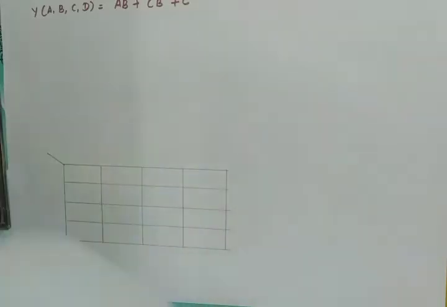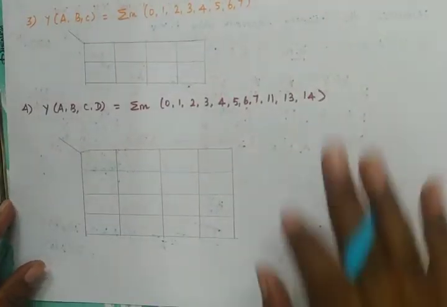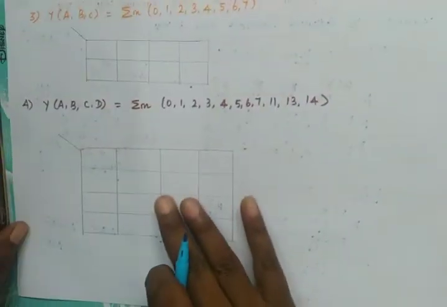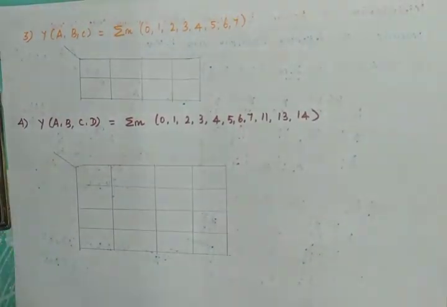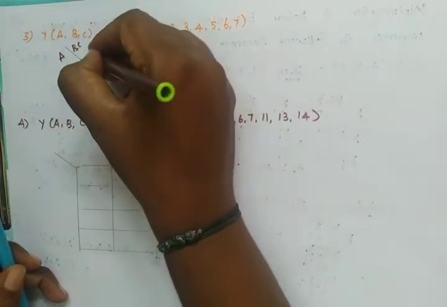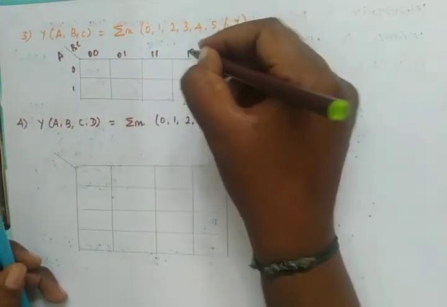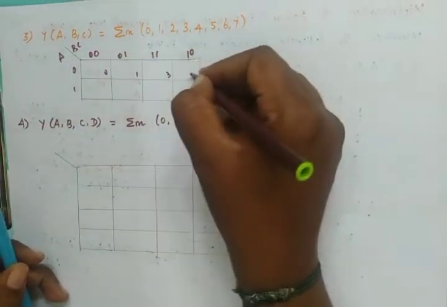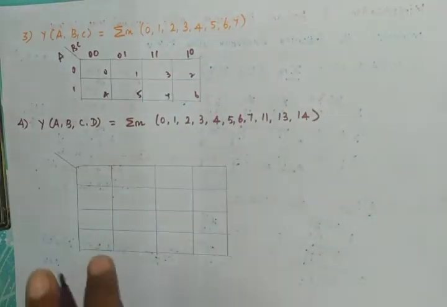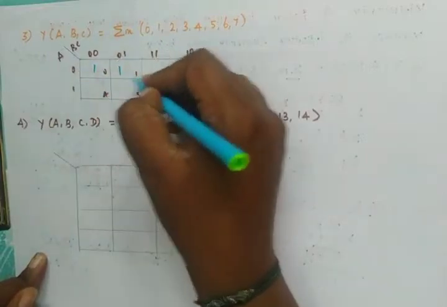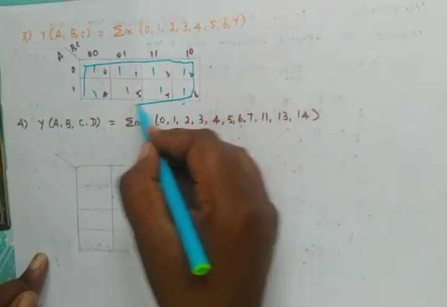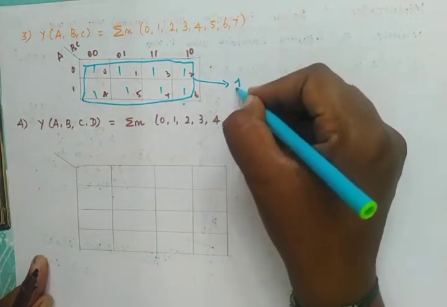Let us move on to the next question. If we get a question like this, that is y of A, B, C is equal to summation m 0, 1, 2, 3, 4, 5, 6, 7. Again here we have A, B, C. So 0, 1, 0, 0, 0, 1, 1, 1, 1, 0. Now write 0, 1, 3, 2, 4, 5, 6, 7. Here every number is present, 0, 1, 2, 3, 4, 5, 6, 7. Now form this as a group. If we get all numbers, then the answer will be equal to 1.